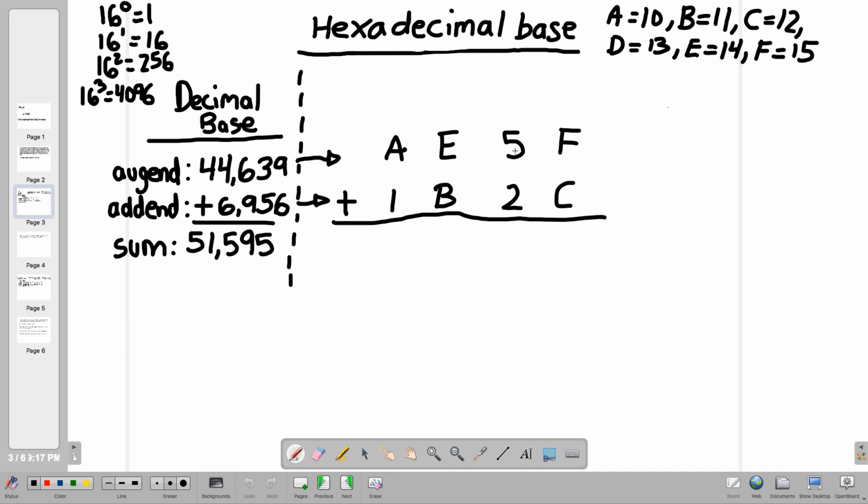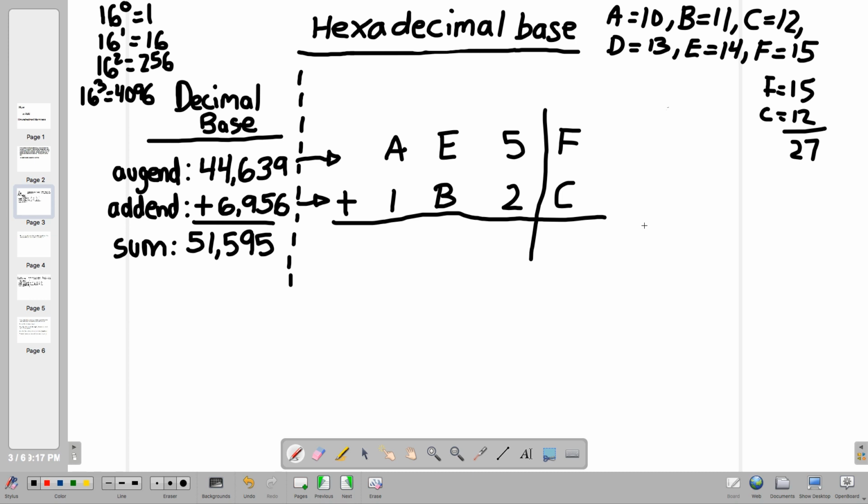Let's go ahead and add up the right column, just as we did in our previous videos with binary addition, so we can see what we have. We're going to add F to C. In hexadecimal, F is represented as 15, and C is the value 12. So this is the same as saying 27.